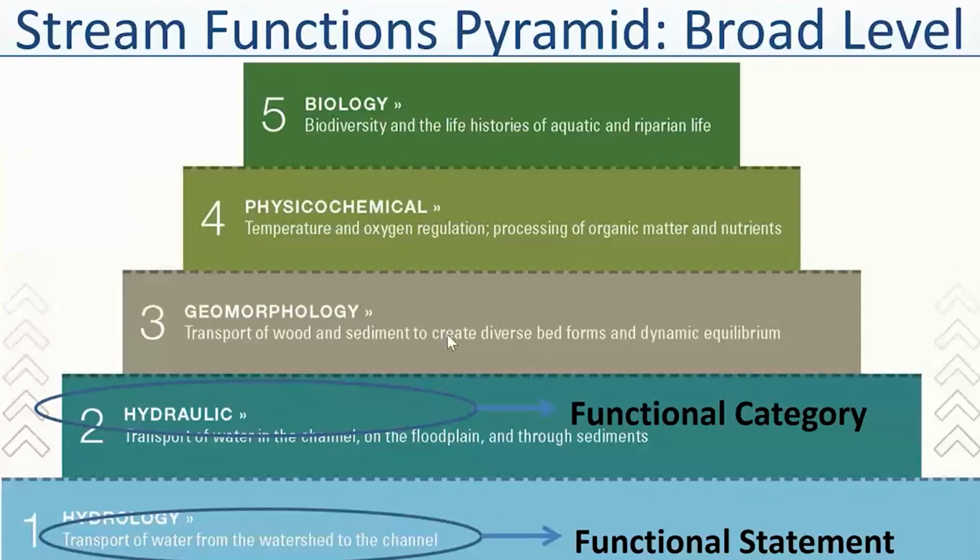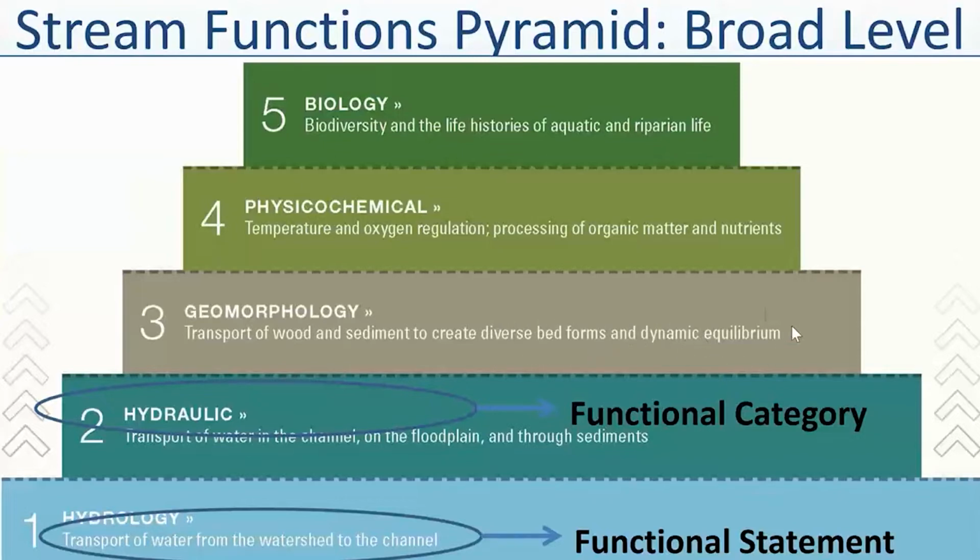And then third, once that water is moving, it can do work. And that's the geomorphology category. It is the transport of wood and sediment to create diverse bed forms and dynamic equilibrium. And you could think of diverse bed forms as in-stream habitat, riffle pool sequence, for example.